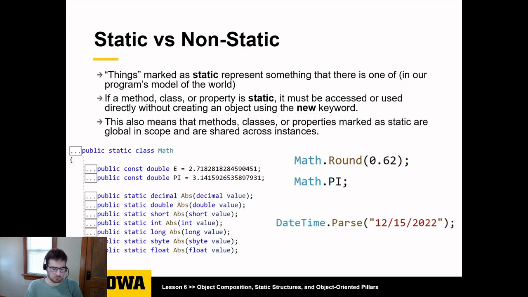Okay, so an example of that is for example, the math class, right? So this is inbuilt into C#, but you can kind of peek at its definition and you'll see, well, there's only one value for the constant E or for pi, right? There's only one of these things in the world, and so it's natural for that to be considered static, okay?